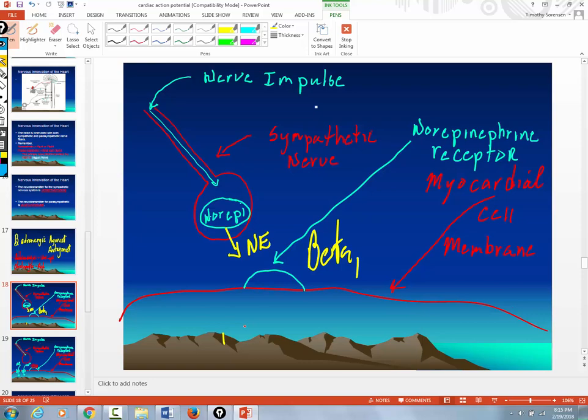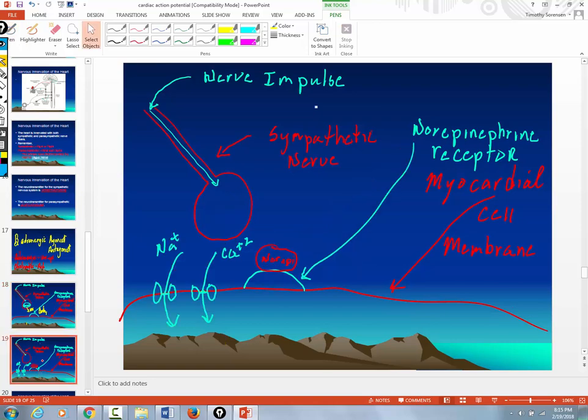Okay, listen up because this is true. What's the most important element in muscular contraction? What causes depolarization of heart cells? That's very good. So when norepinephrine binds to norepinephrine receptors called beta 1 receptors, it will cause increased leakiness of sodium and calcium into the heart muscle cell.